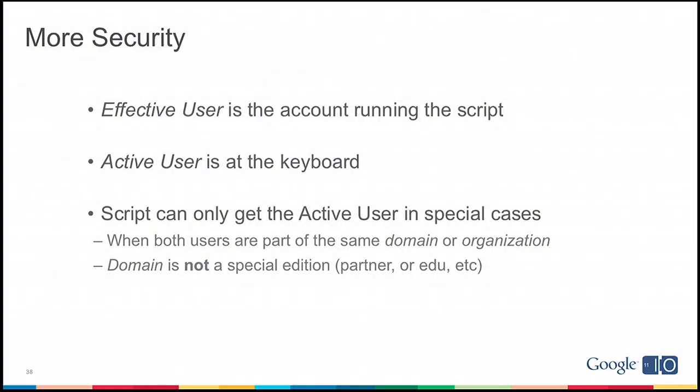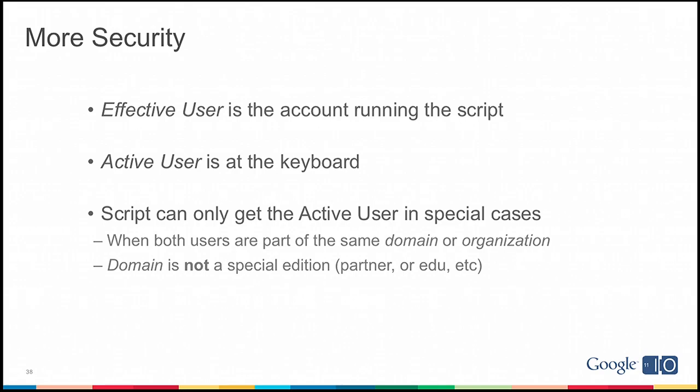So to get a little deeper into this security model, there's two user concepts inside Apps Script when it's used as a service. There's the effective user, and that's the account running the script, the publisher in this case. And there's an active user, and that's the user whose fingers are at the keyboard. Script can only figure out who the active user is in special cases. Obviously, we don't want these public on the internet and publishers then scraping identities of all kinds of users who happen to visit a page. So it's only when both users are part of the same domain or organization that we let you identify the user. And the domain must not be a special domain. We don't allow this in partner or EDU domains. So it's mostly Google Apps Premier, Google Apps Standard.